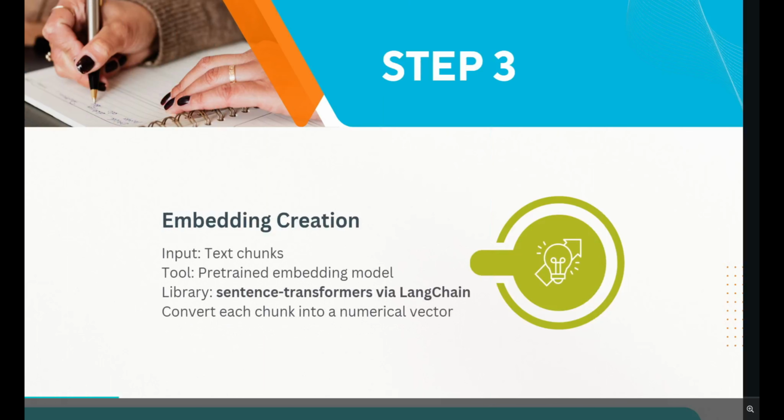Next step is embedding creation. The input of this step is the text chunks which we created in the previous step, and we'll be using a pre-trained embedding model which will convert our text into numbers, floating point numbers, right? And the library we are going to use here will be sentence transformers, and we'll use this via LangChain. So we'll convert each chunk into a numerical vector in this step 3.